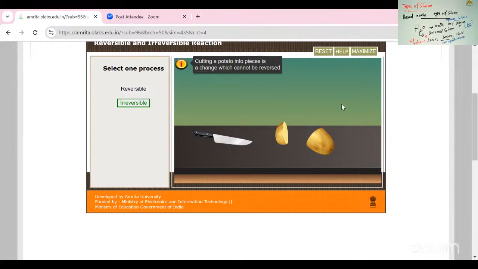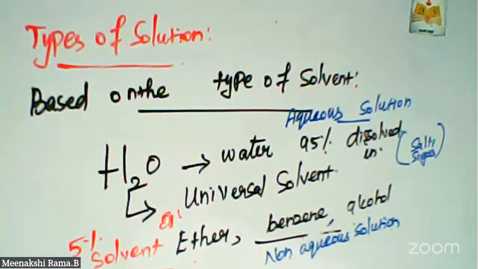So this is called an irreversible reaction. A reversible reaction means, for example, the salt settles once again in the beaker. The potato is not joined, so this is called an irreversible reaction. So we learned what the concentration level is, and also what reversible and irreversible reactions are.